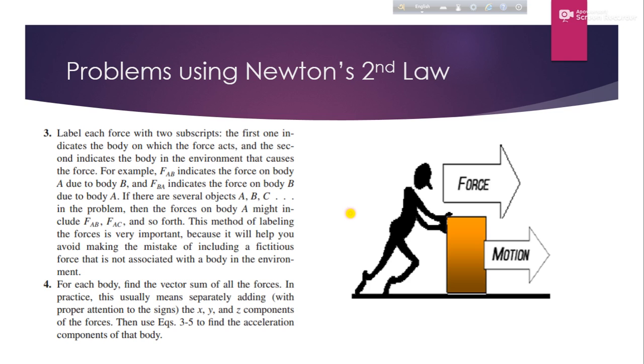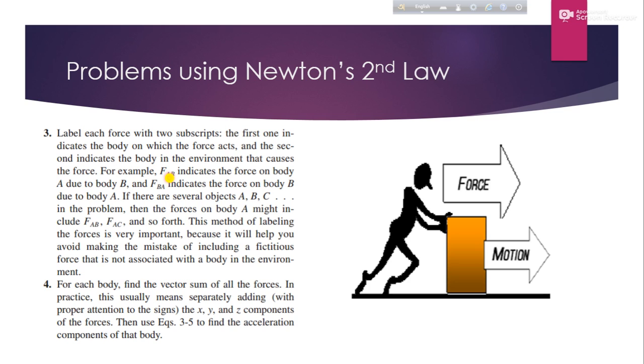So in order to avoid that kind of silly mistakes, we give nomenclature to the forces. What is the nomenclature? It's like FAB. F representing force, and AB has two subscripts, A and B. What does A mean? A indicates the force on body A. So on which body is it acting? A. That's why the first subscript is A.